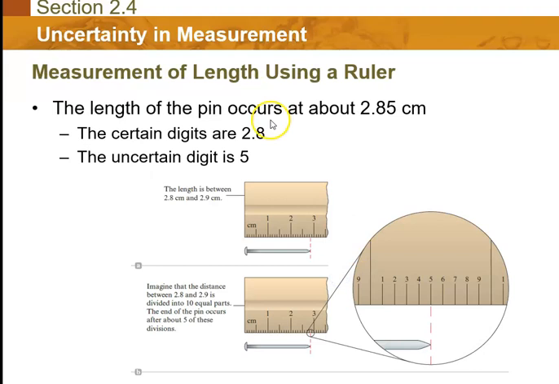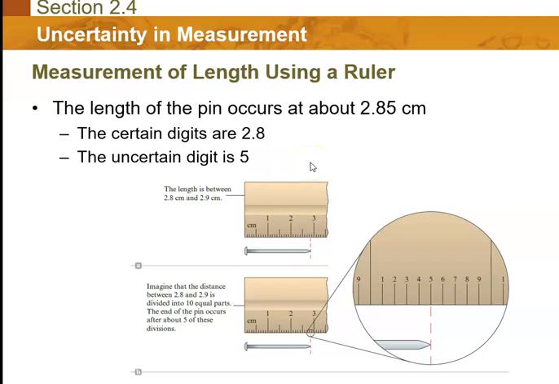So here is the example with the ruler. Here we have our ruler. Here we have a pin that we're measuring. So the certain digits are 2.8. We know that it's between 2.8 and 2.9 centimeters long. But imagine then that in between that 8 and the 9, you visually figure out, well, it's about halfway in between. So the certain digit's 2.8, it's about halfway, so you would report this as 2.85 centimeters long, one digit beyond the scale reading.